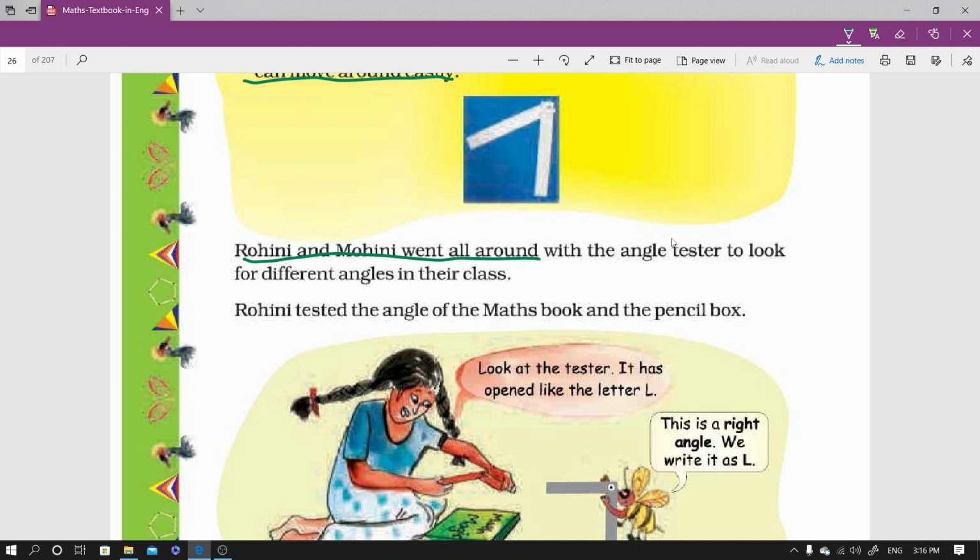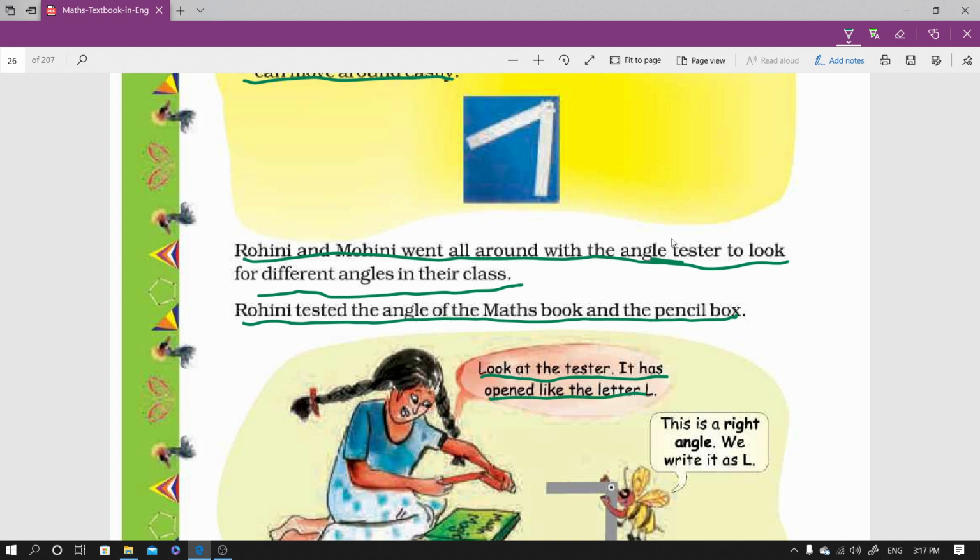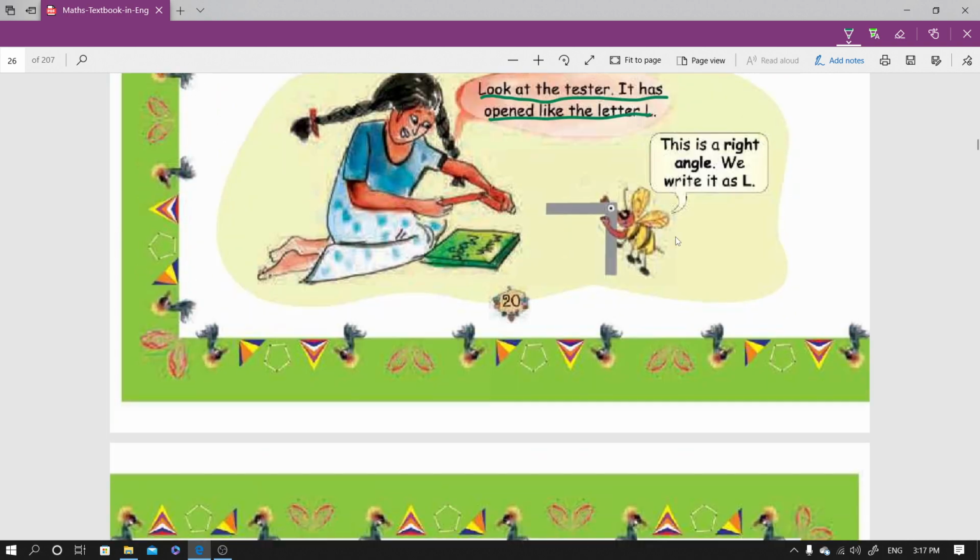Rohini and Mohini went all around with the angle tester to look for different angles in their class. Rohini tested the angle of the maths book and the pencil box. Look at the tester. It is open like the letter L. This is a right angle. We write it also L.